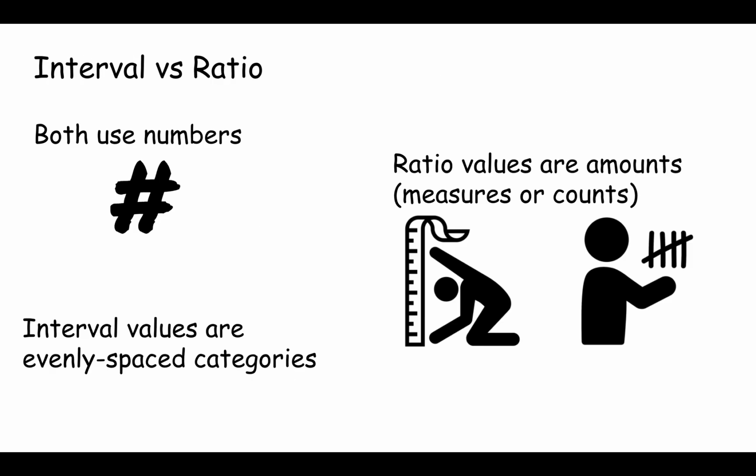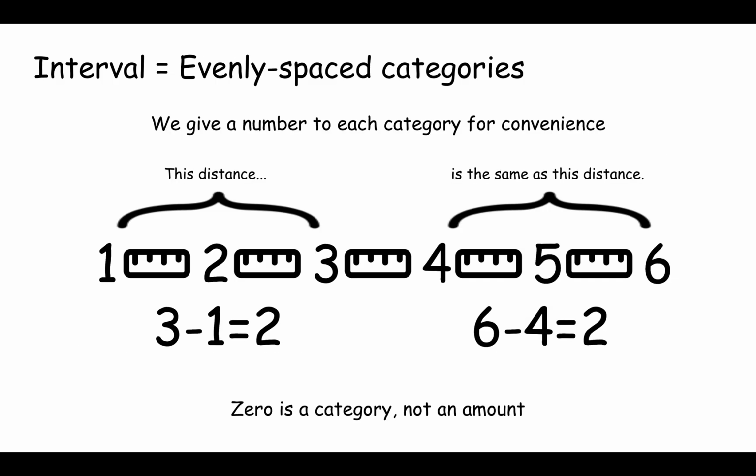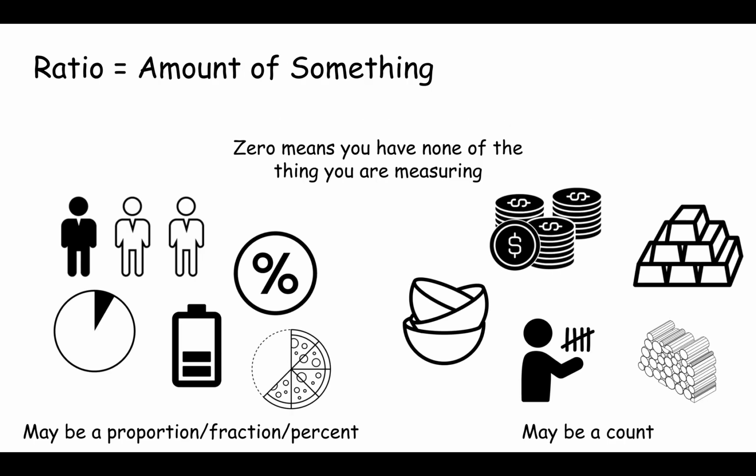Interval and ratio both use numbers. Interval, the numbers are evenly spaced. Ratio values are amounts. They're measuring or counting something. And so ratio, the amount of something, 0 means you have none of it. So it may be a proportion. You got 0% of the questions right. You have 0% of your battery left. You got 0 pieces of pizza. It may be a count of something. So you have $15. You have 20 pieces of wood. You have 5 questions right on the exam.